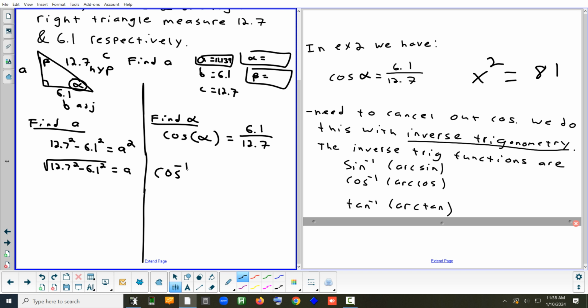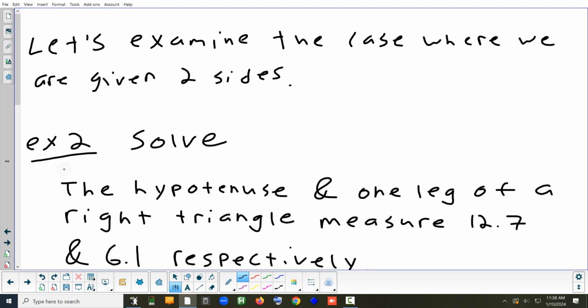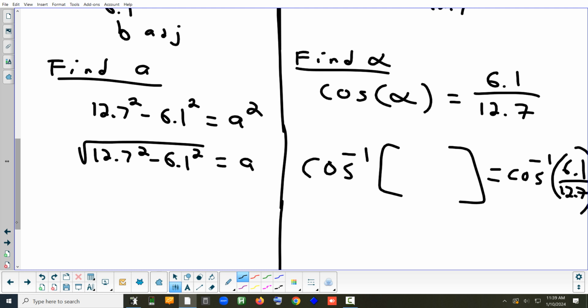So inverse cosine, and you're going to fill in everything that's on the left. Inverse cosine. And we're going to do what's on the right. I ran out of space. So the inverse cosine of 6.1 over 12.7 and the inverse cosine of the cosine of alpha. I just used a bracket here because I had used a parenthesis already right there. That's all.